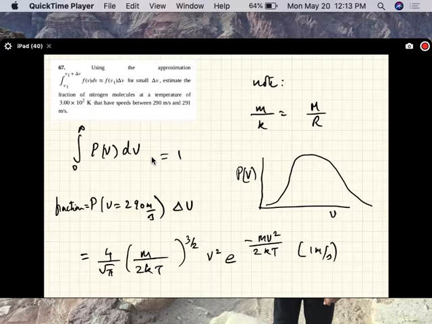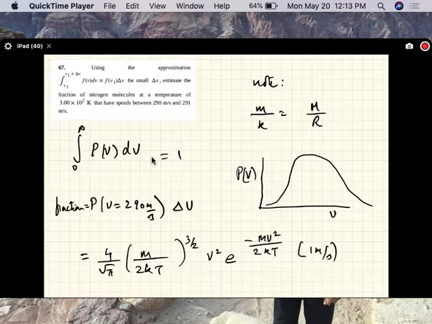So we will employ a trick here. In this probability function, this is the mass of a single nitrogen molecule divided by the Boltzmann constant. The mass of a nitrogen molecule is some factor times 10 to the minus 27 kg. We don't want to deal with small numbers, so this ratio is equal to the mass of 1 mole of nitrogen divided by the gas constant. Wherever we have this ratio, we'll replace it by the molar mass divided by the gas constant.